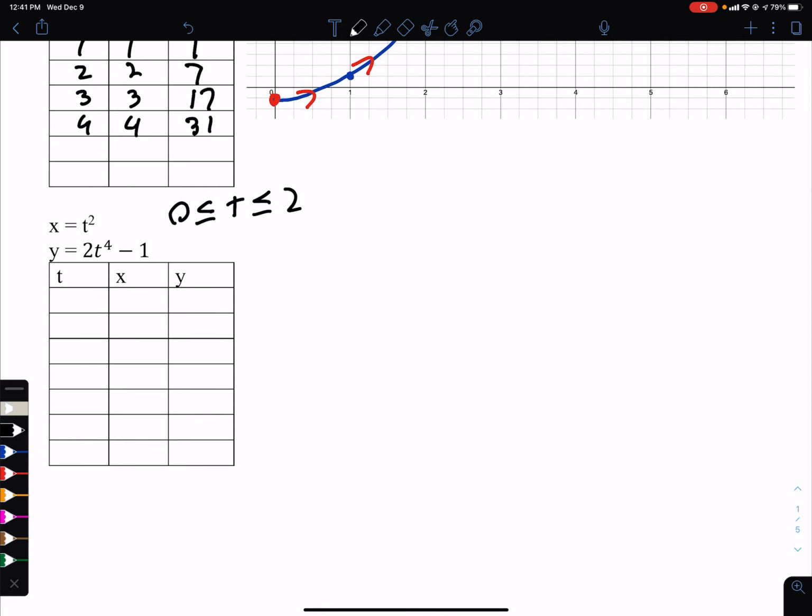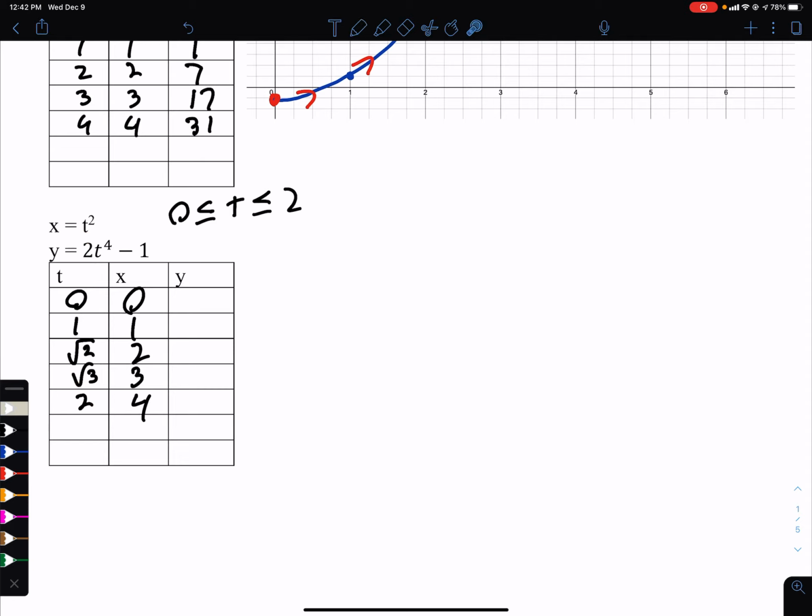And I'm going to pick weird values. I mean, you can go 0.1, 0.2, 0.3, all the way to 2. But I'm going to pick some specific points because I want to. Plug in 0. 0 squared is 0. Easy. Plug in 1. 1 squared is 1. Radical 2 squared is 2. Plug in radical 3. Radical 3 squared is 3. And plug in 2. 2 squared is 4.